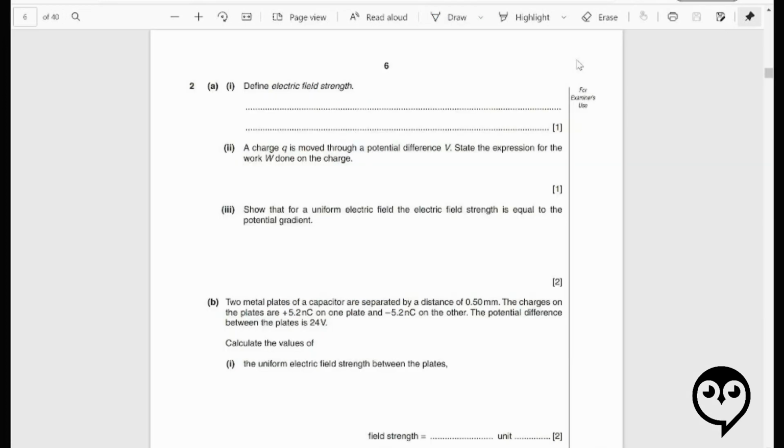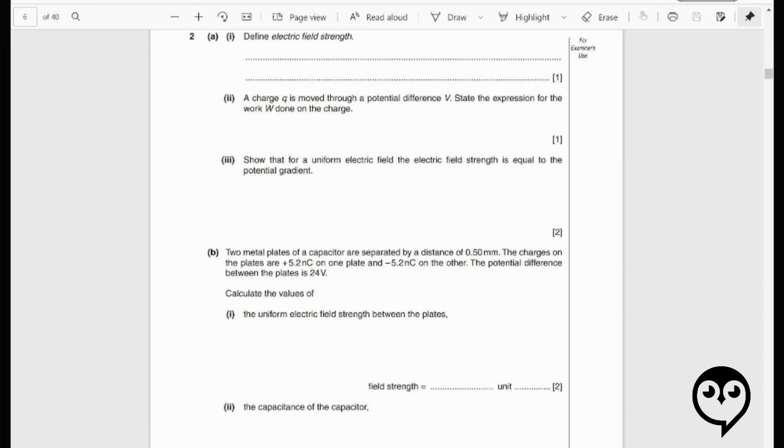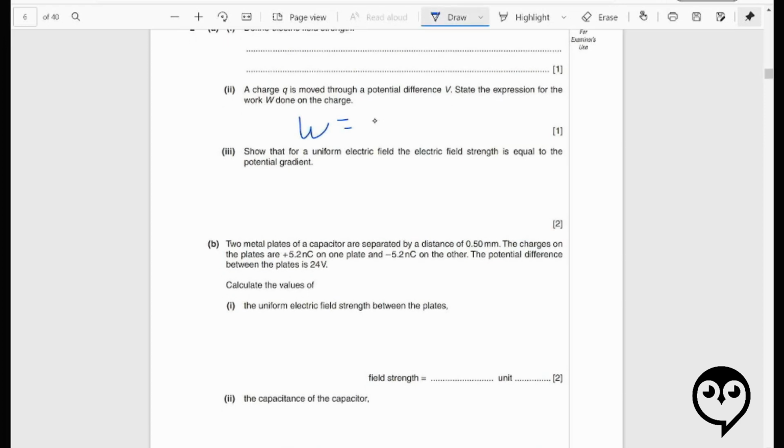This is a Pre-U Paper 3 from 2011. Define electric field strength. It's the force per unit charge. Just similar to the previous question, except with electric fields, right? So a charge is moved through a potential difference. State the expression for the work done. The work done for moving the charge through the potential, that's what that is. That's the energy. This is your definition of your electron volt, isn't it?